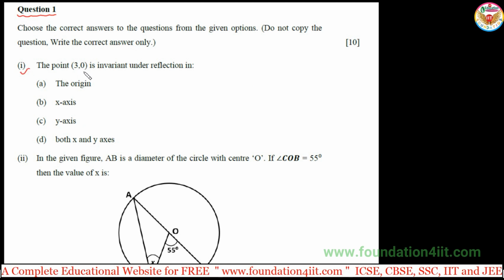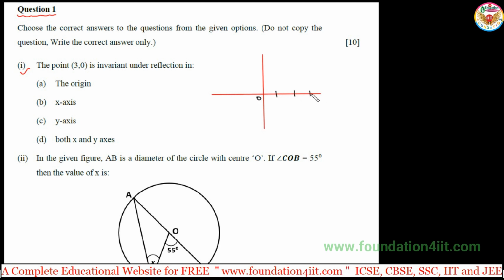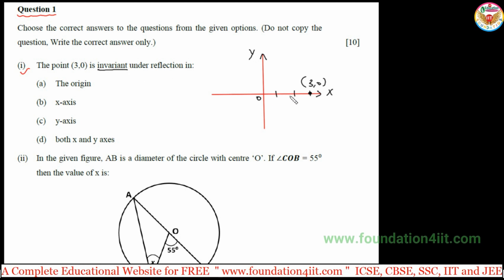First one, the point 3 comma 0 is invariant under reflection. 3 comma 0 is invariant. Okay, this is the coordinate points. If you take 0, 1, 2, 3, so this is the point, right? 3 comma 0. With respect to x-axis and y-axis, reflection in the x-axis does not change it, but reflection in the y-axis it becomes minus 3 comma 0. So it is invariant, it does not change with reflection in the x-axis only, right? With x-axis it is invariant. Origin no, and not y-axis, not both, only this option B, x-axis.